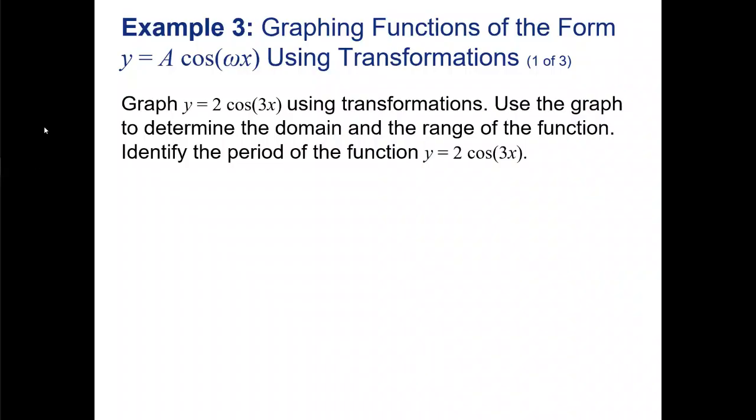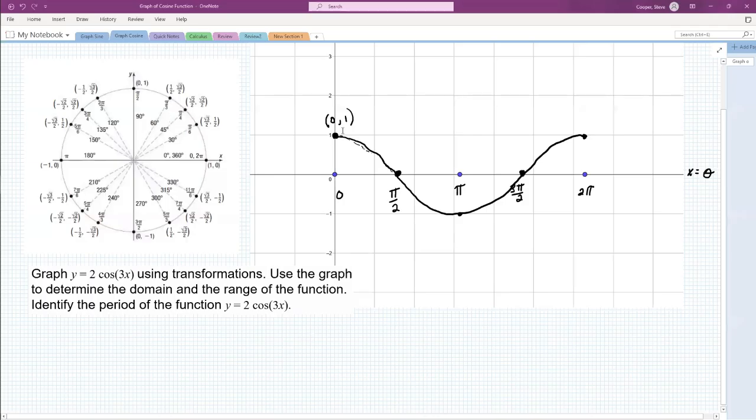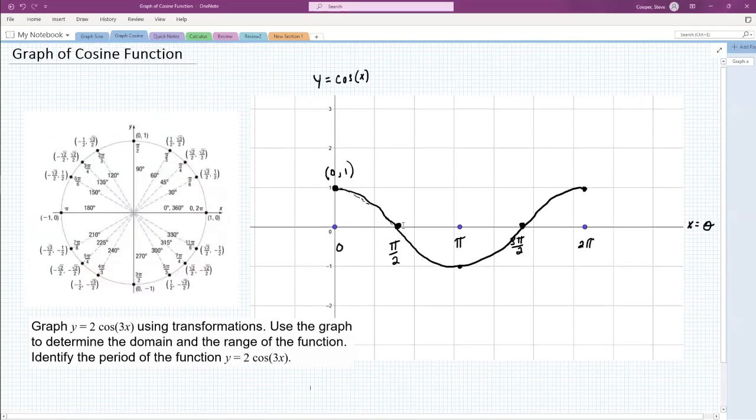Okay, so this next slide for example 3 asks us to take the cosine function and modify it with an a of 2 and the omega is 3. And so what we're going to do is, let's come over here. All right, so remember this is what the cosine looked like to begin with, graph of the cosine. So we're going to take these key points and use that transformation. So remember that we said any x, y is going to transform to be x divided by the omega part and a times the y part.